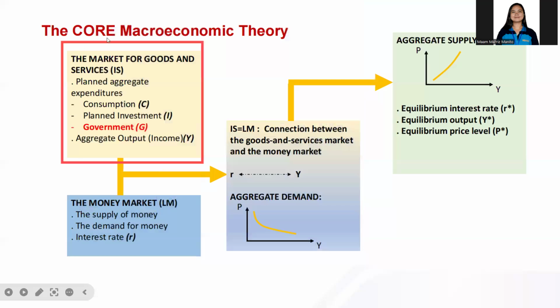So we are done with the market for goods and services. We ended the previous discussion with IS, or investment and savings. Now we will move on to the money market, or the LM, in which we will be discussing the supply of money, the demand for money, and interest rate.